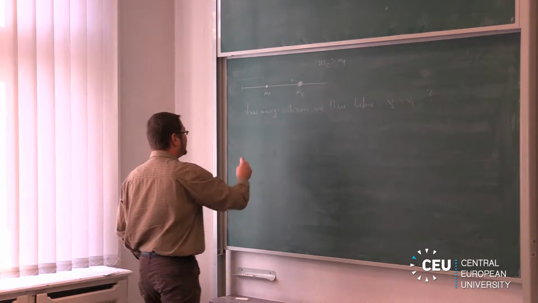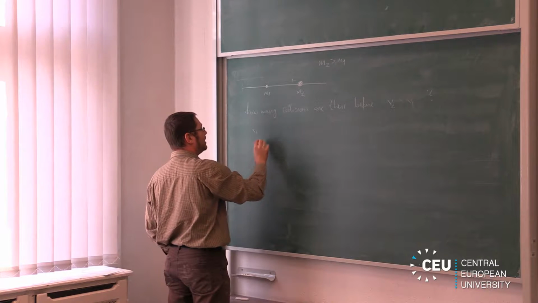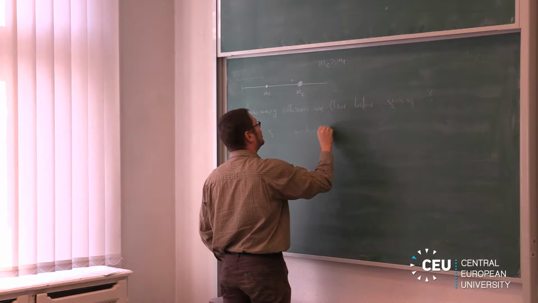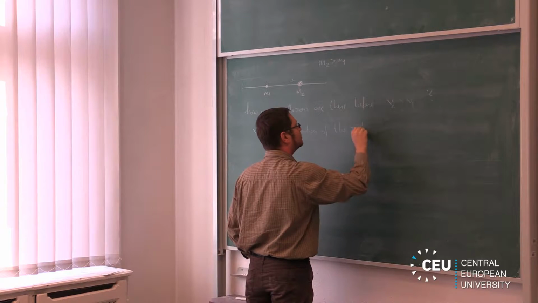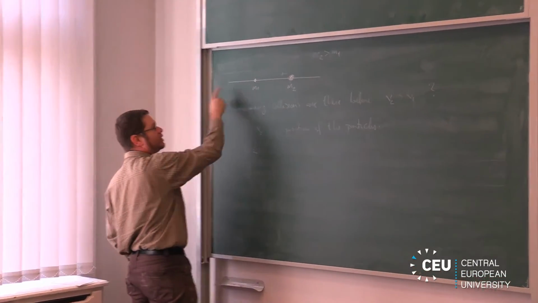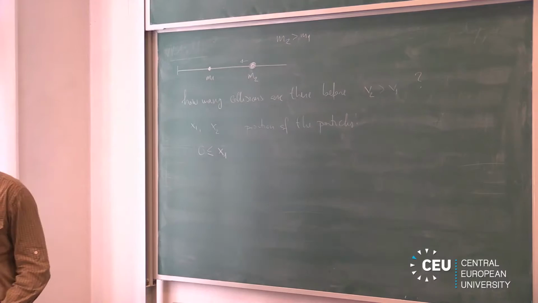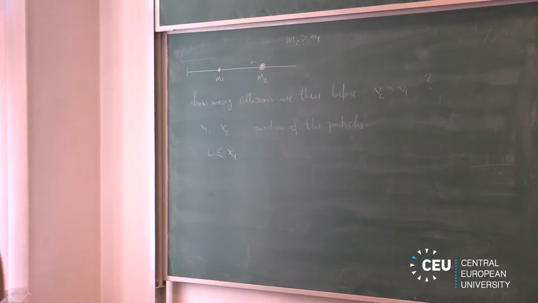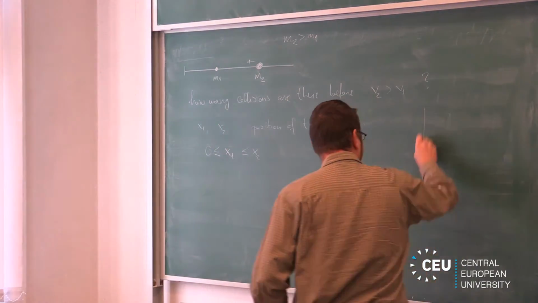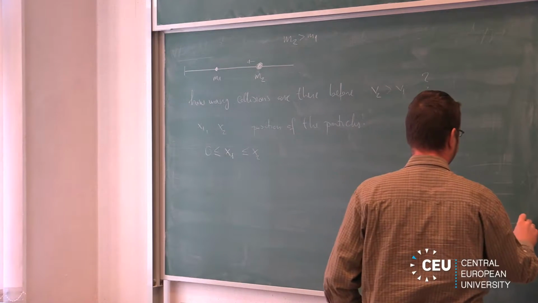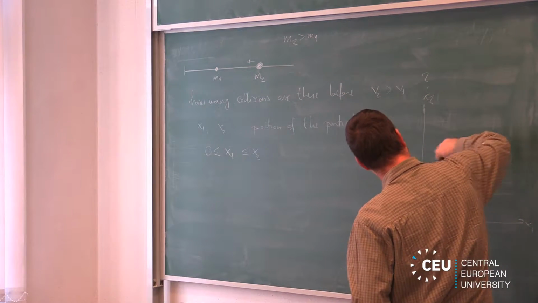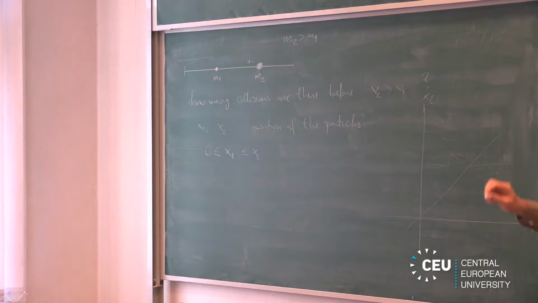Well, let's denote by x1 and x2 the positions of the particles. Then apparently there are constraints. If this is my origin, then x1 is necessarily greater than 0 because it's to the right of the origin, and x2 is greater than x1. So if I would like to specify the state of my system, this is x1 and this is x2, then this is the diagonal, and actually things are happening in this wedge. That's where things are happening.